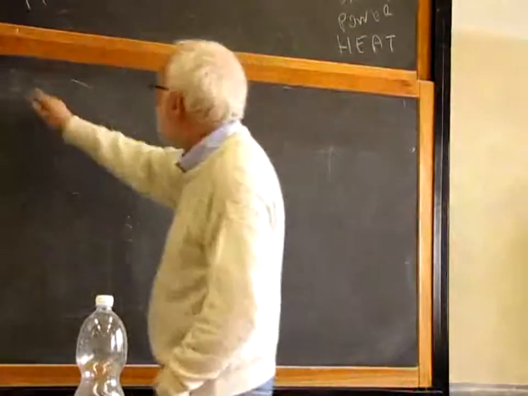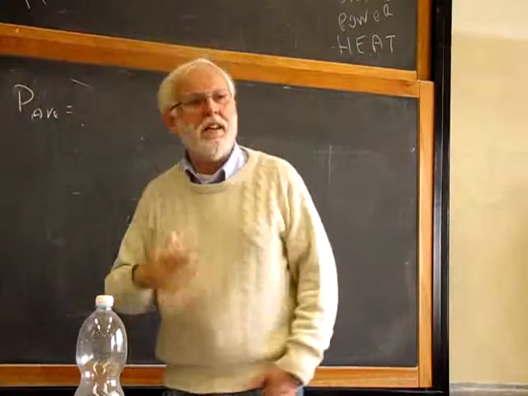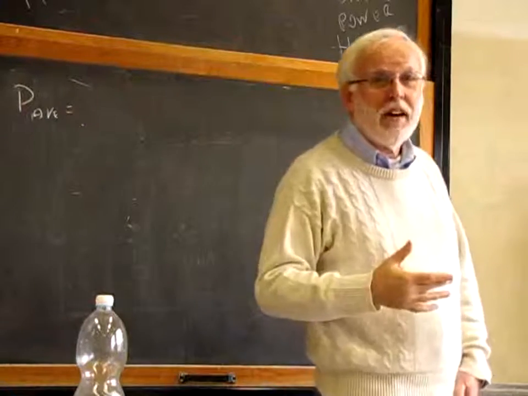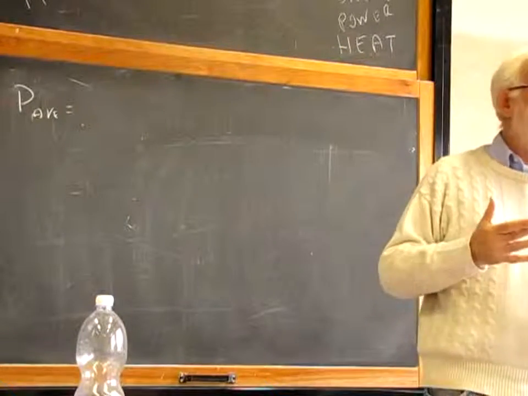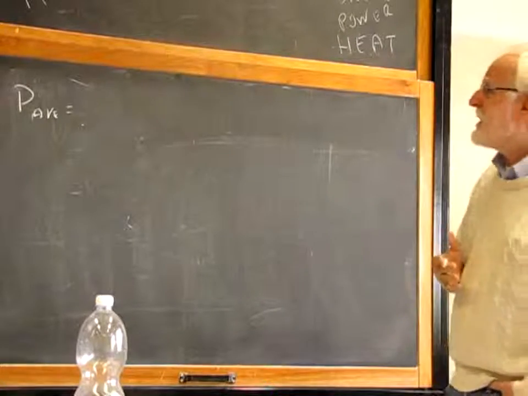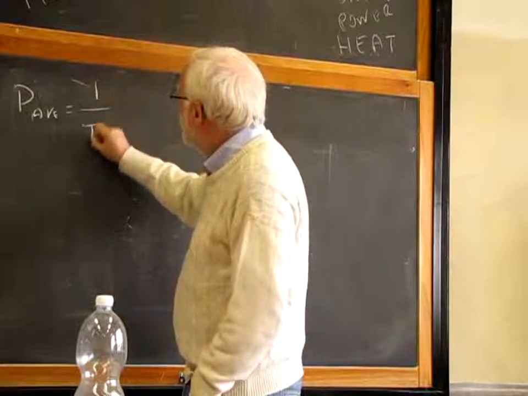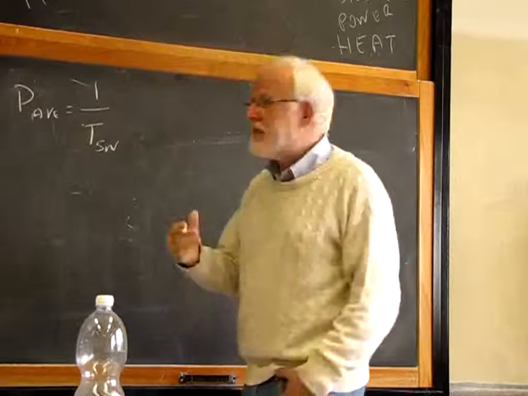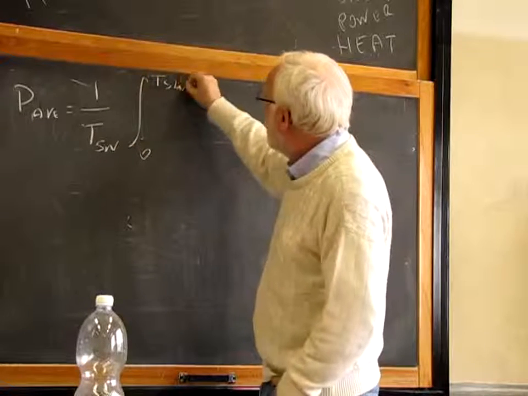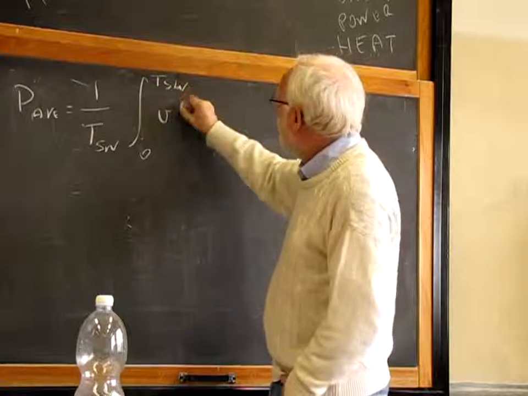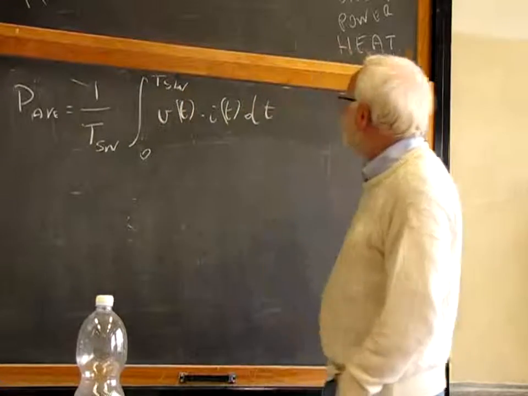in order to find the P average, we have to write down the standard equation for average values. I started to show you how to find the average for waveforms last time, but here I need some math. So I can average over one switching period, because our system is periodic. Integral from 0 to T switch of v(t) times i(t) integrated in dt.